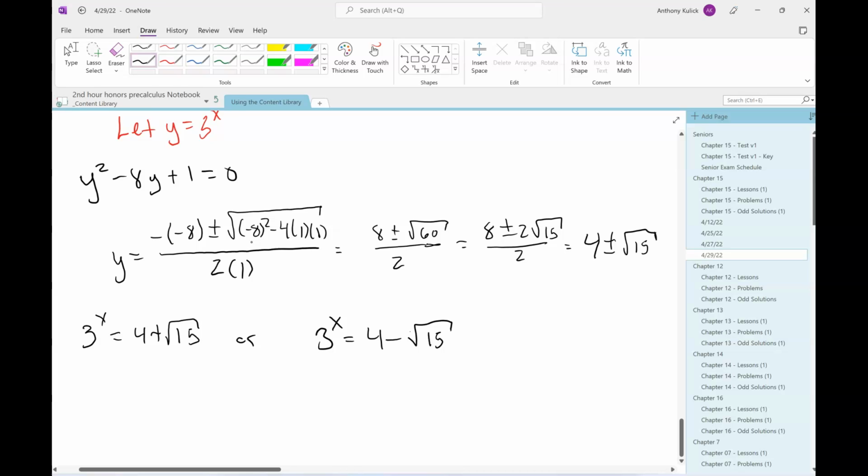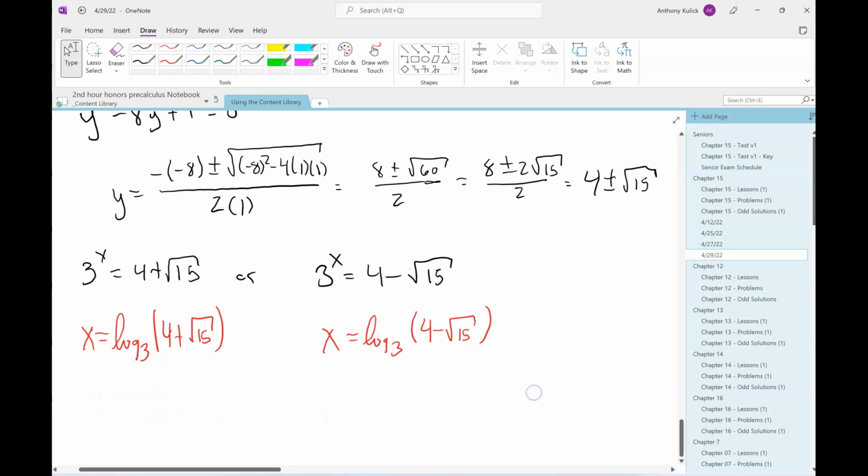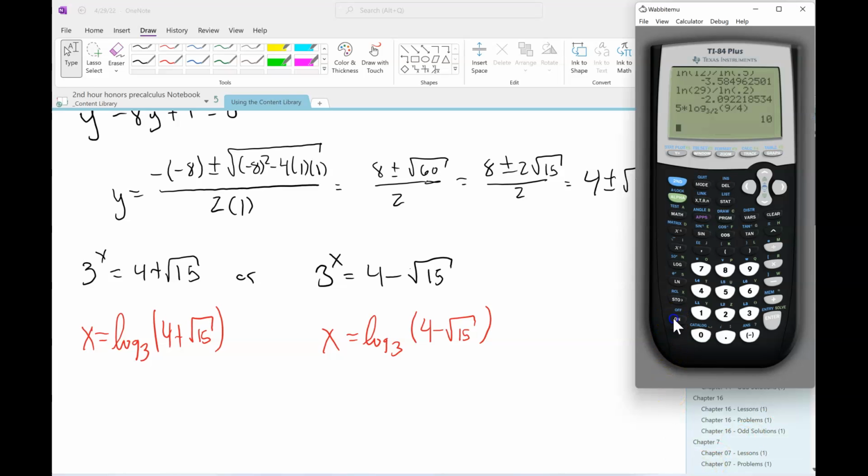Okay. So how do I solve for x? Which log do I use? Log base 3. Very good. And I'll go to my calculator.